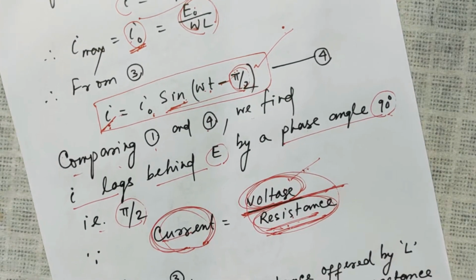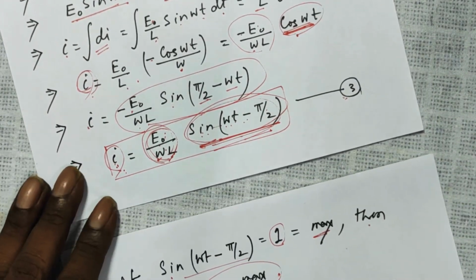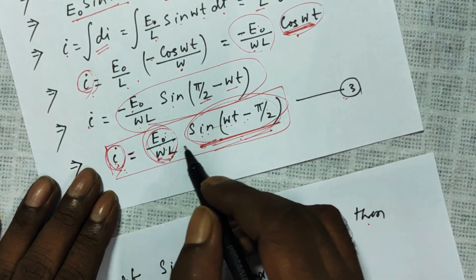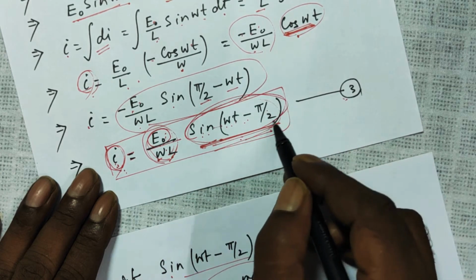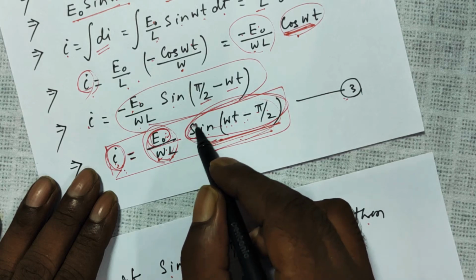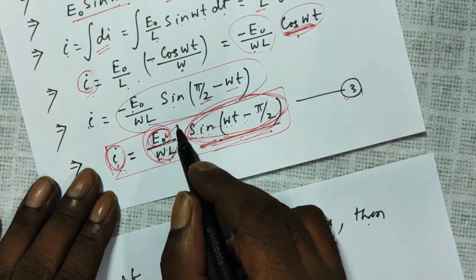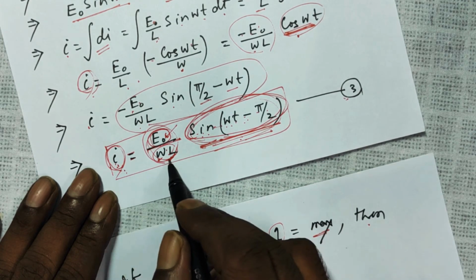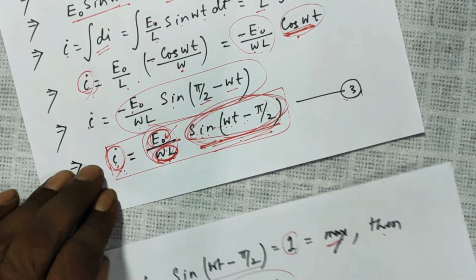Now look at equation 3. If you look at equation 3, this side is current equal to sine, so this is the numerator. The sine of this is voltage. The sine of an angle is just a number. Number into voltage is voltage. Divided by resistance will be current. Therefore, omega L is the resistance offered by the inductor.